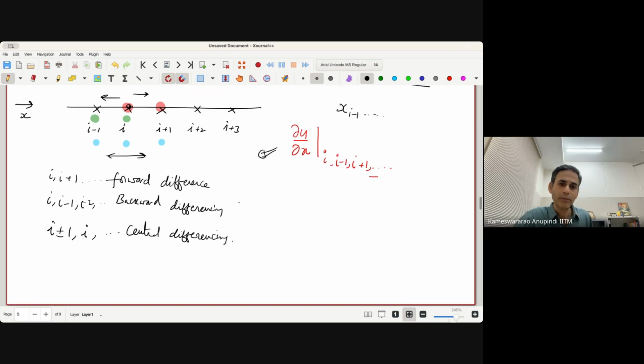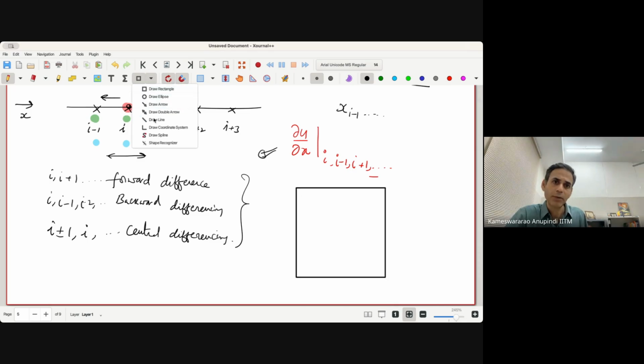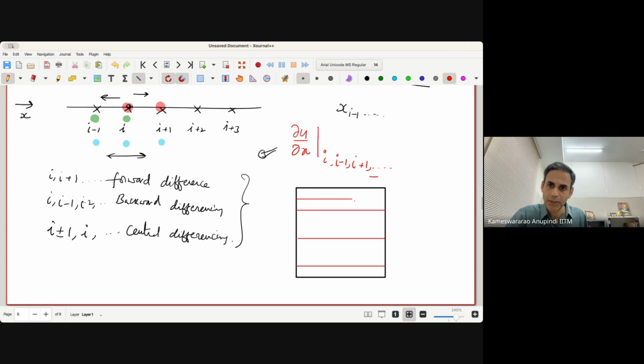While these exist, we may be making use of them, and they may be necessary in certain instances. For example, let me draw a two-dimensional grid here. Let us say we have a domain like this, and we have discretized it with several points like that. Let's say my mesh is something like this. I have meshed it in the y direction also.